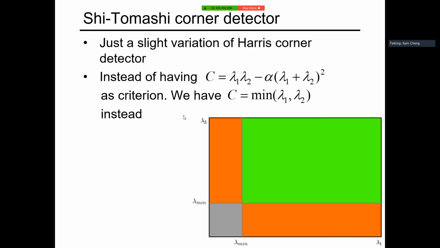There's a slight modification: the Shi-Tomasi corner detector is very similar to the Harris corner detector, but it just uses this instead. Probably the result is a little bit better, but you will need to solve for lambda 1 and lambda 2. It's not that difficult. It's 2D, so you can actually write it down anyway.